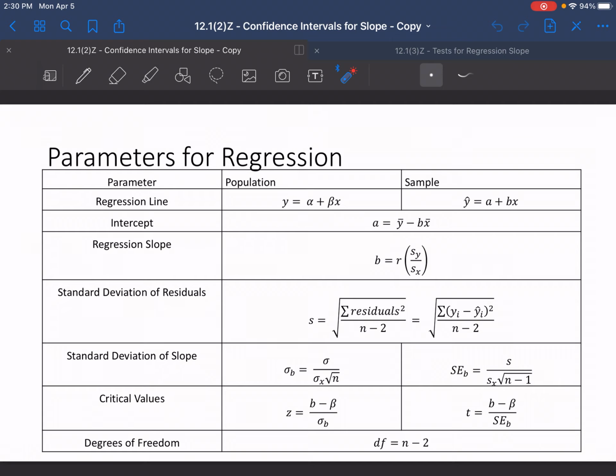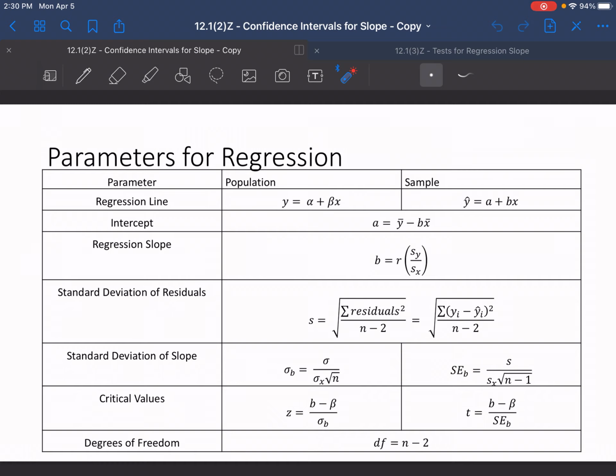Your standard deviation of residuals is going to be represented by S. Your standard deviation of slope, if we know our population variables, then we can just go ahead and determine the standard deviation of the slope right here. However, most of the time we don't, and so this is the formula that we're going to be looking at predominantly, the standard error formula right here. So this is the one to keep an eye on.